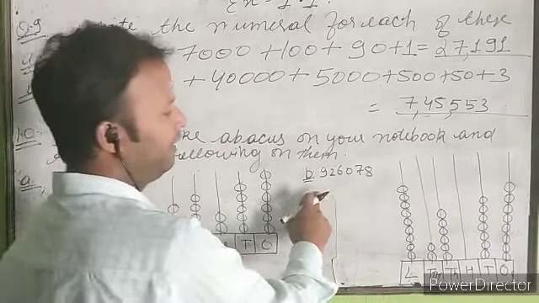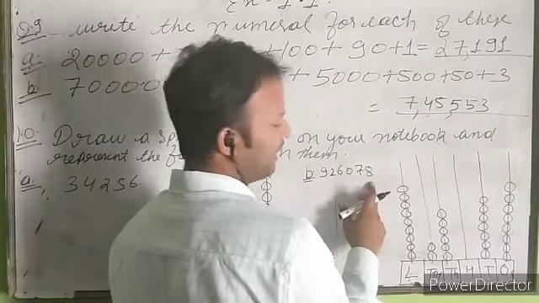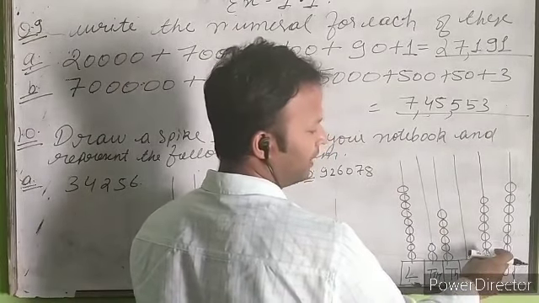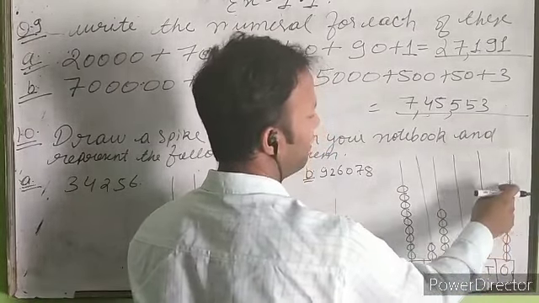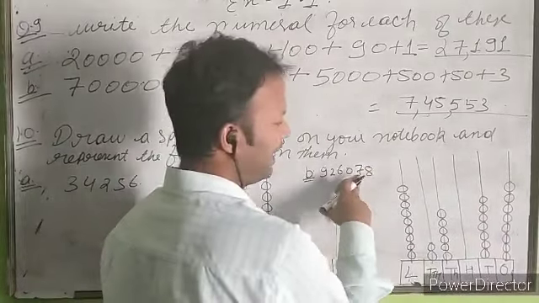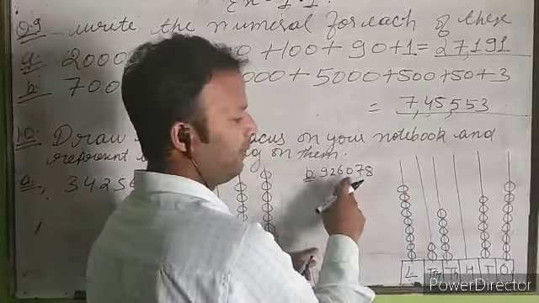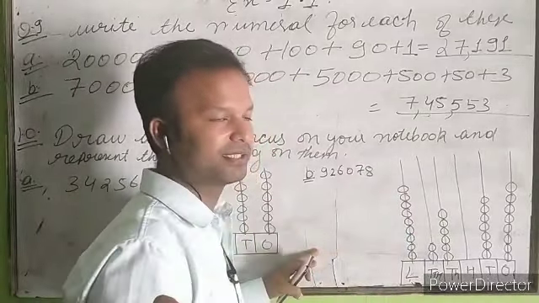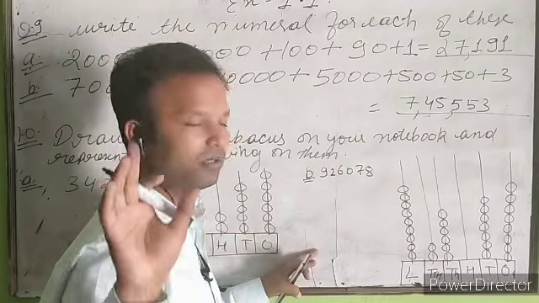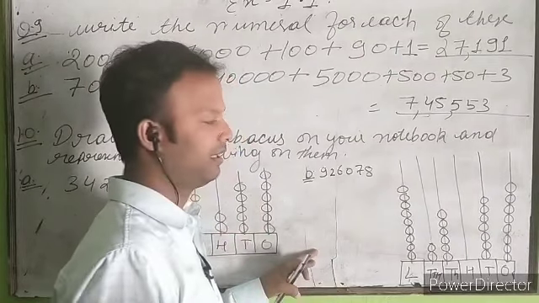Similarly in B, you can see that the ones place is 8. How many beads will we put? 1, 2, 3, 4, 5, 6, 7, 8. And in the tens place 7. 1, 2, 3, 4, 5, 6, 7. And in the ones place 0. So we will not put any beads. If it is 0, then we do not have to put any beads there.